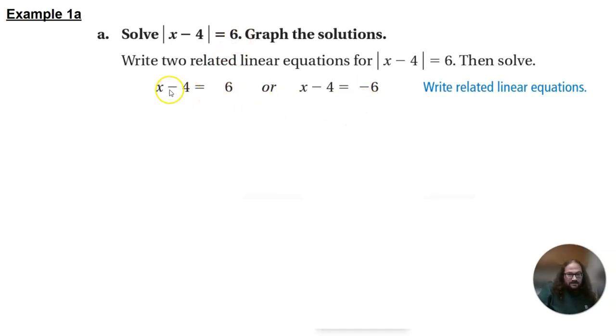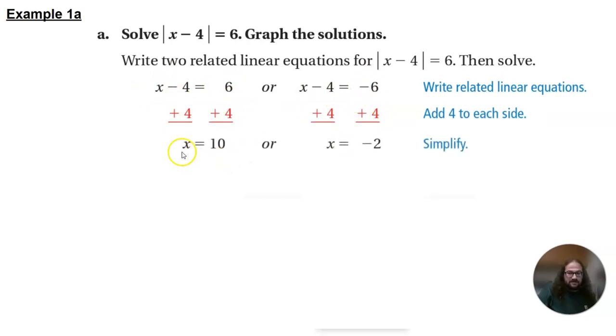To get x by itself, to isolate x, we need to add 4 to both sides of this equation. Same thing over here, we need to add 4. So we add 4 everywhere. 6 plus 4 is 10. Negative 6 plus 4 gives us negative 2. So we get x equals 10 or x equals negative 2. And those are our solutions because the x is by itself now.